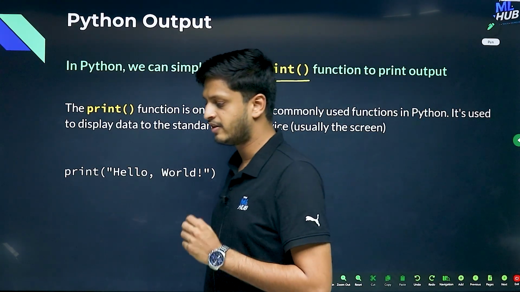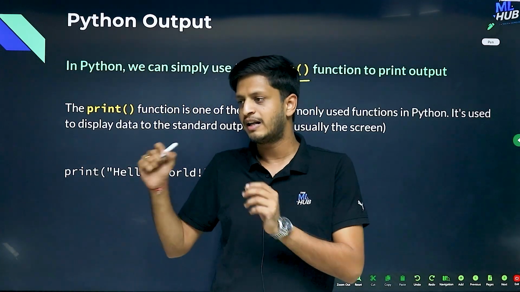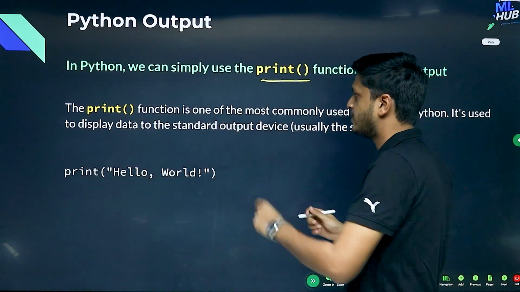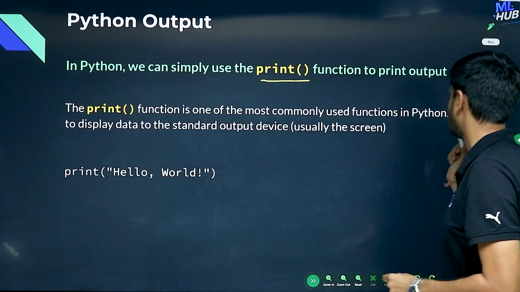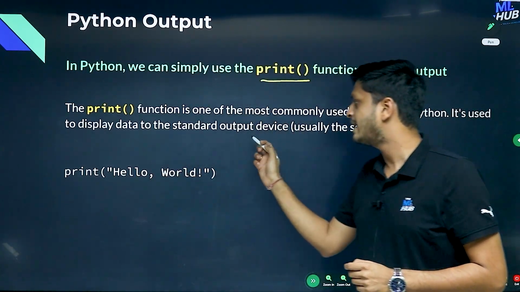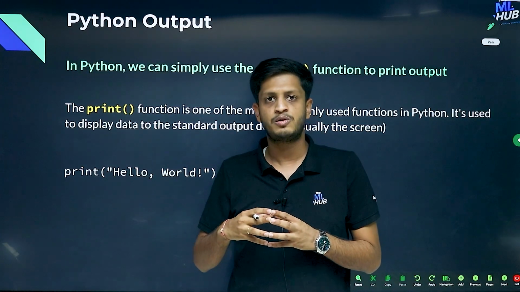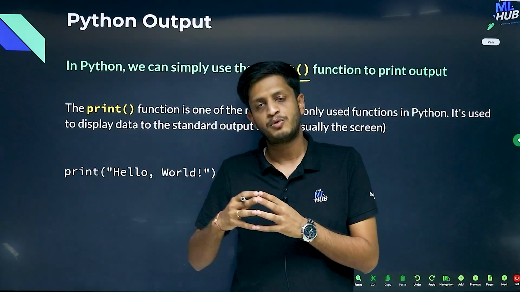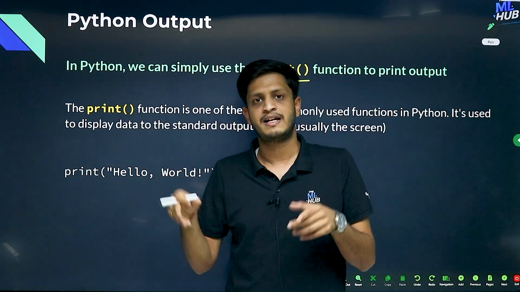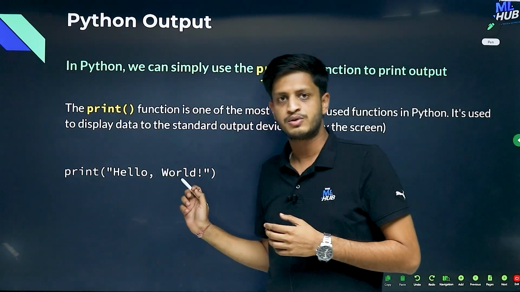It's a predefined function that is present in Python. If you just use the print function and enter anything inside print, it will be printed on the console. The print function is one of the most commonly used functions in Python. It is used to display data to the standard output device, usually the screen. You can actually use the print function to output the data anywhere, but if you're not telling the print function otherwise, by default it will print on the screen where you're running the program.